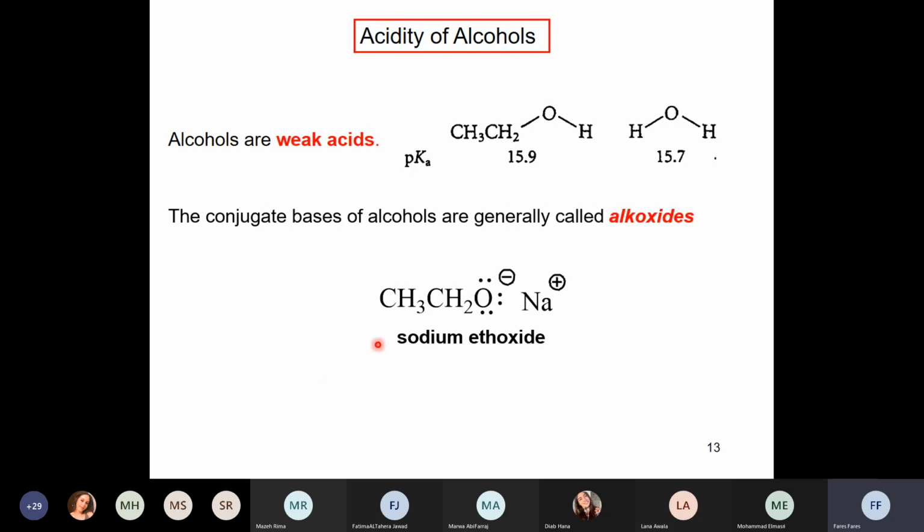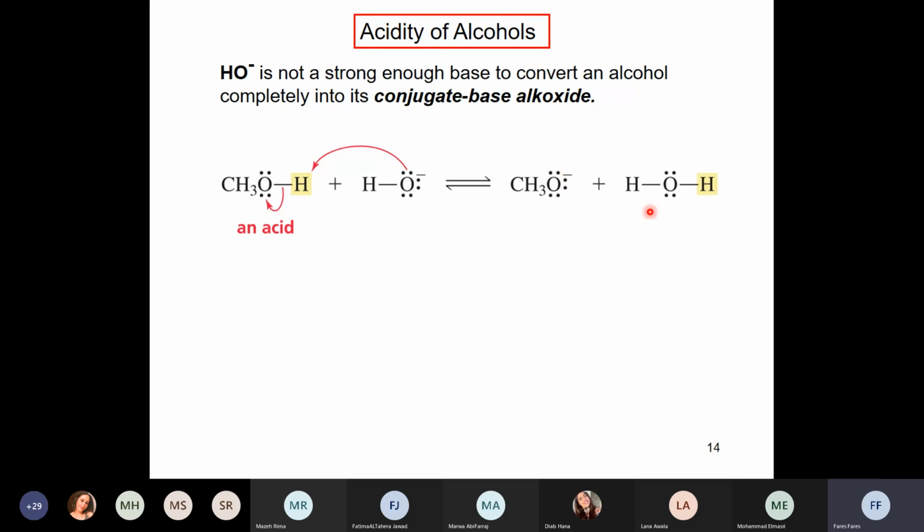طبعا نعرف الاسيد والconjugate base بما انه عندي weak acids, alcohols are weak acid, their conjugate base they are supposed to be strong base. Weak acid, its conjugate base is a strong base. Now, how can we generate these conjugate base? طبعا we need a strong base to remove such an H.